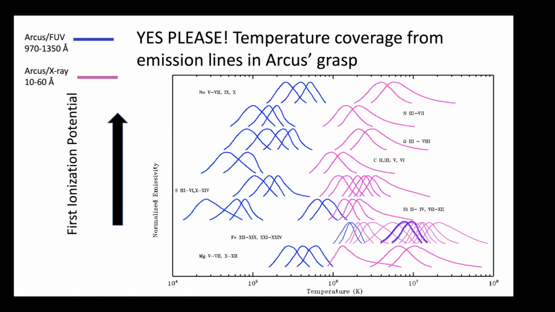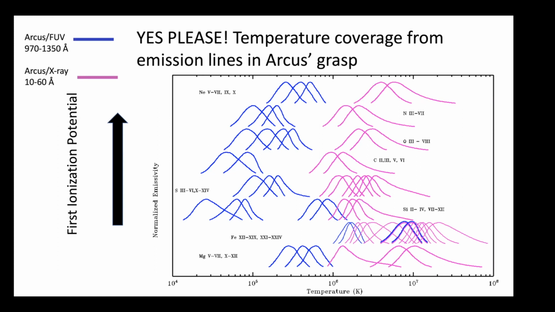And this is a plot that I made looking at some of the strong emission lines that show up in both the FUV band of Arcus and the X-ray band of Arcus using AtomDB. And the really wonderful thing here is the temperature grasp that you have from a single element. You can follow those structures through the different layers of the stellar atmosphere.